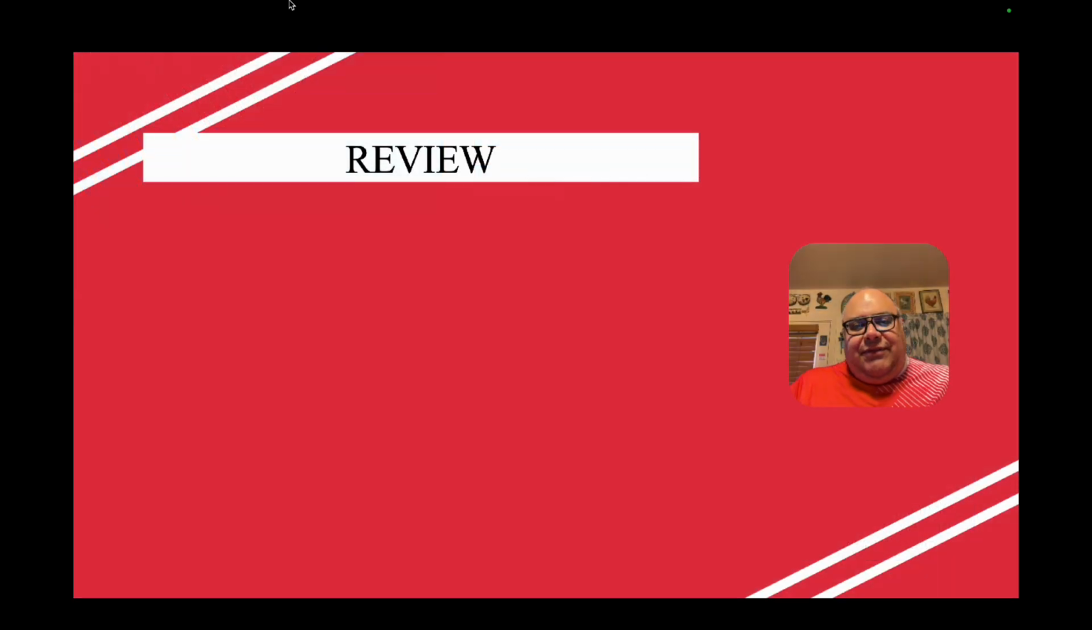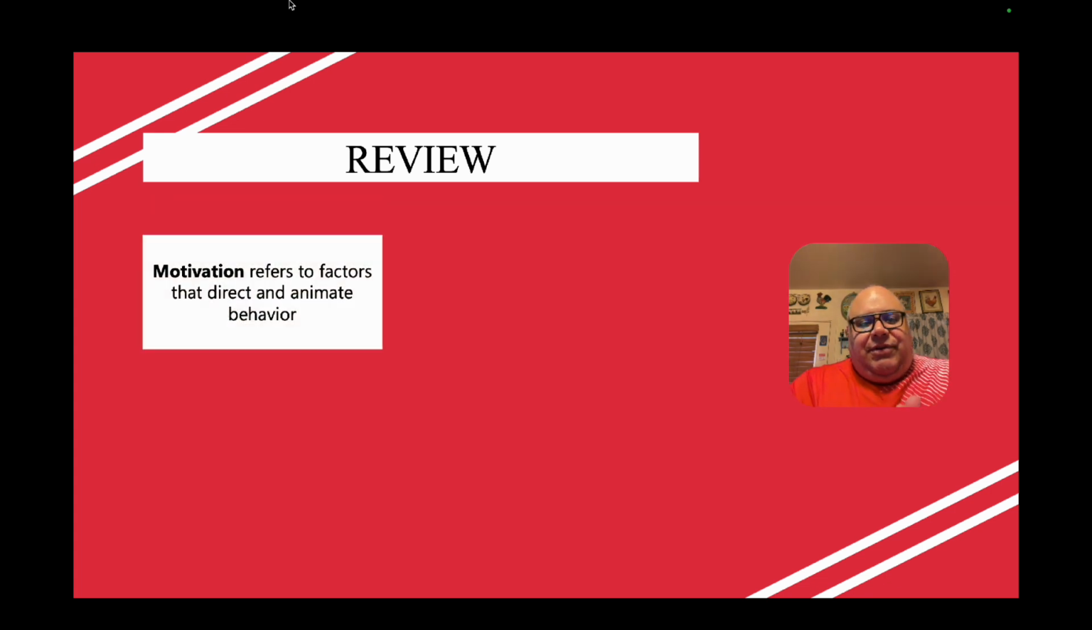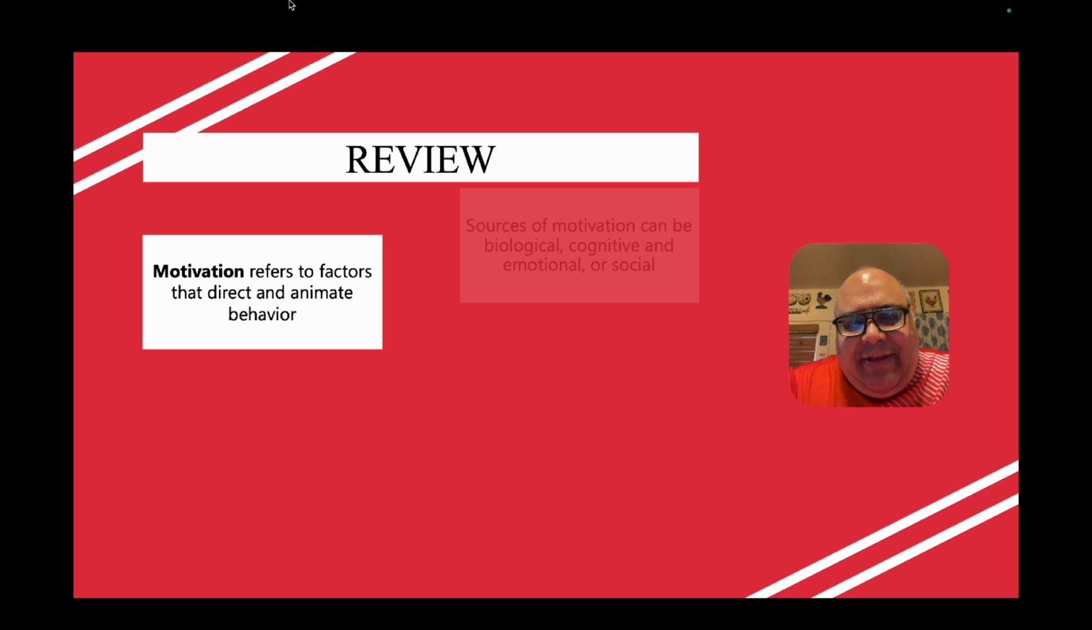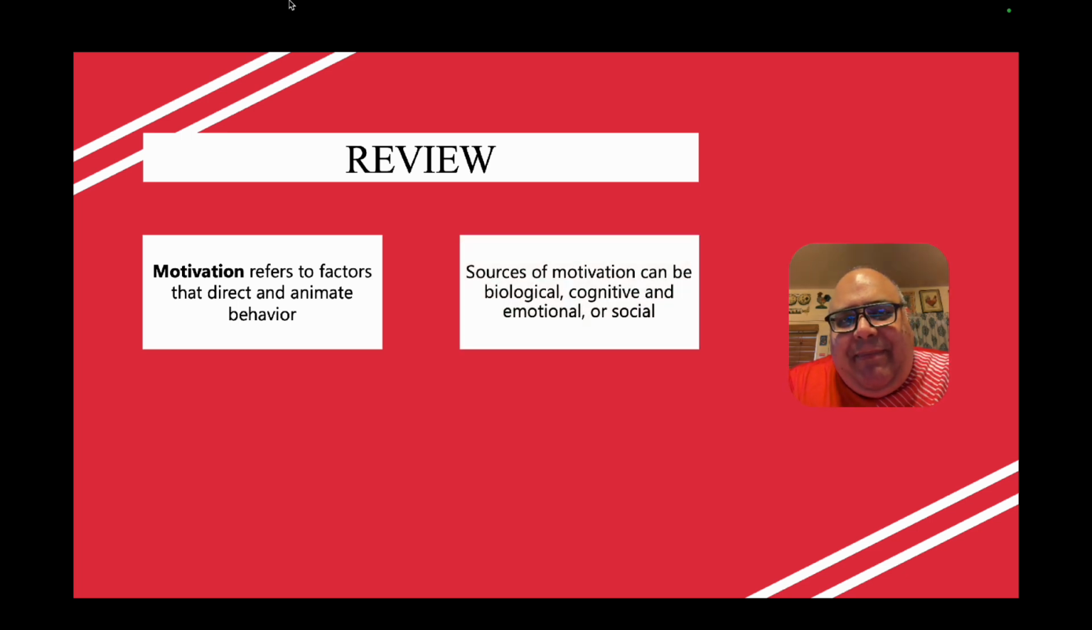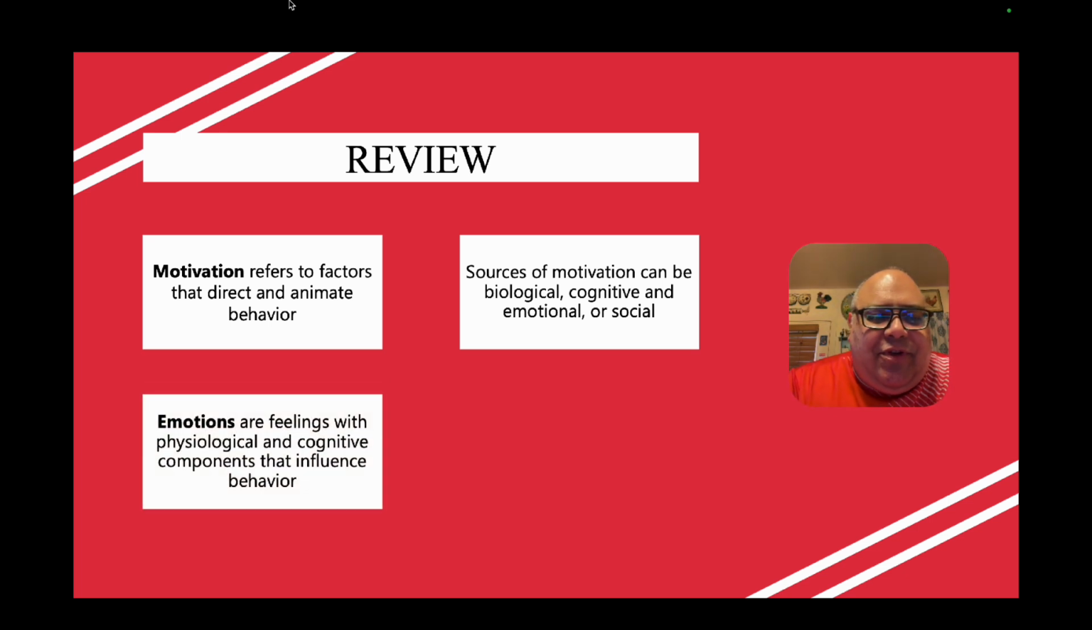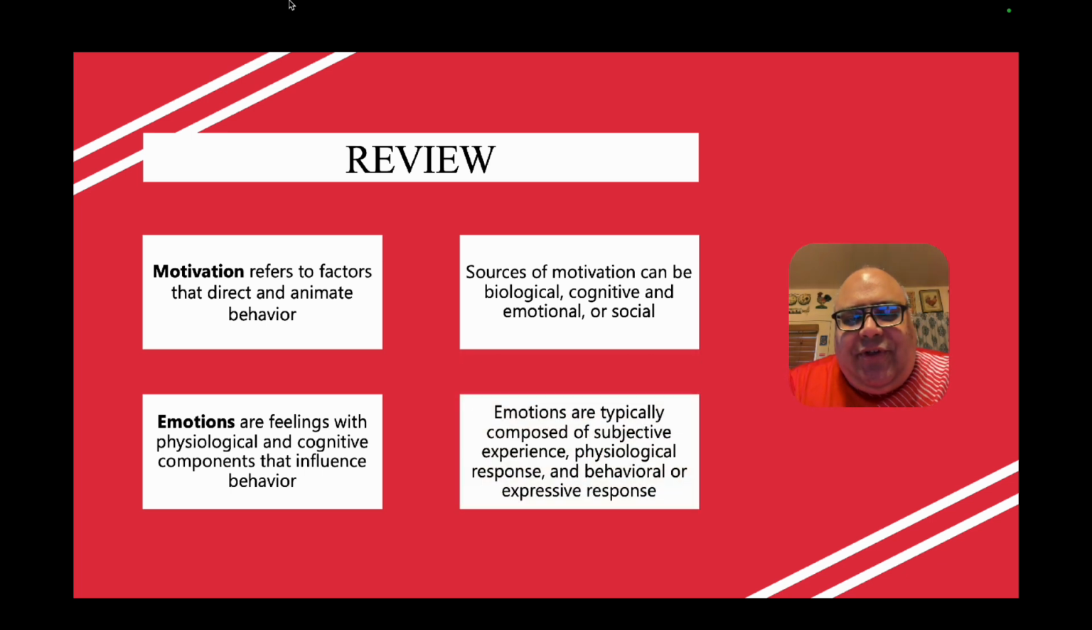Let's review the major ideas from this chapter. So again, motivation refers to factors that direct and animate behavior, as Feldman defines it. Sources of motivation can be biological, cognitive, and emotional, or social. Emotions are feelings with physiological and cognitive components that influence behavior. And finally, emotions are typically composed of subjective experience, physiological response, and behavioral or expressive response, as we've discussed.